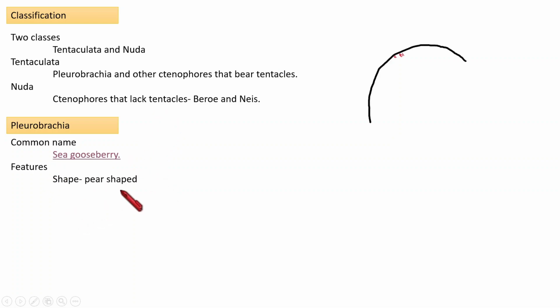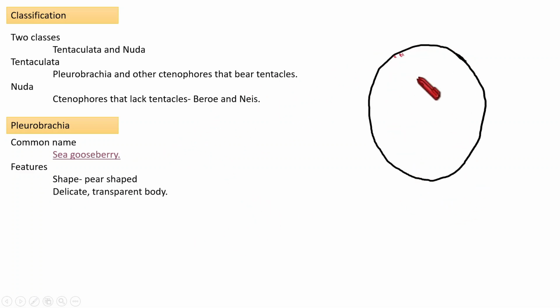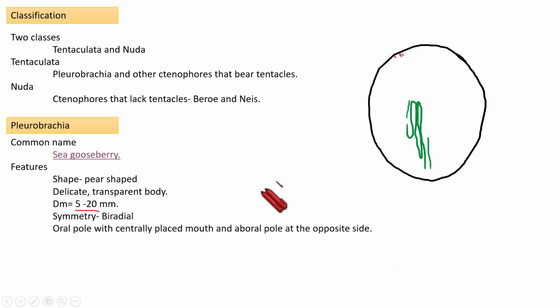Then what are these features? It's a spear-shaped animal, this type of shape, and it's a very delicate bodied animal with a transparent body. Its diameter ranges from 5 to 20 millimeter. And the symmetry is biradial symmetry. I already told you what is biradial. Then in the oral pole, a centrally placed mouth is present. The mouth opens into the stomach. This portion is the stomach.